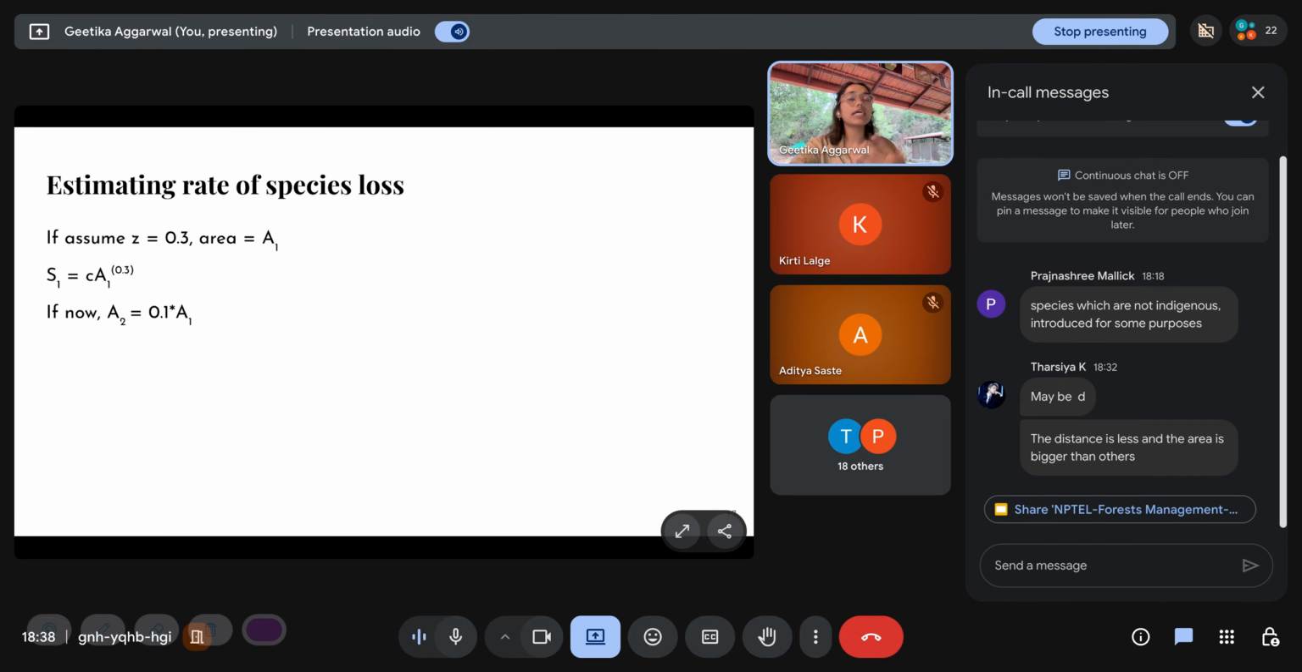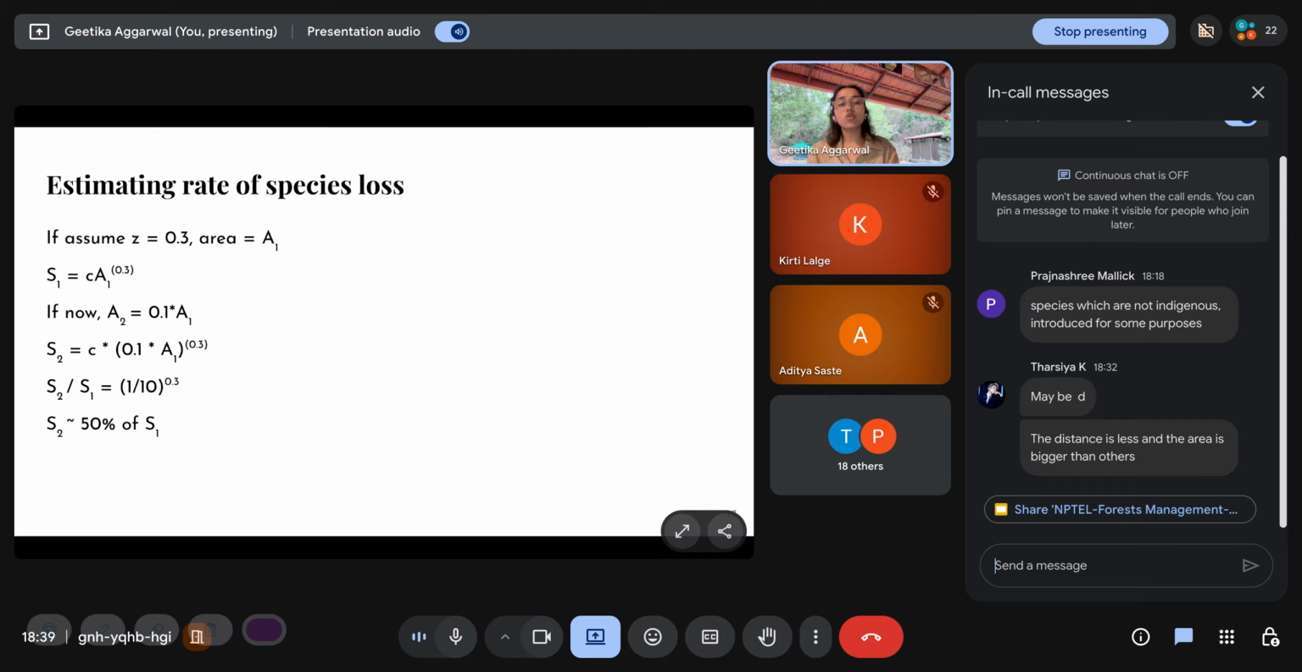So, for example, logging happened and the forest has been destroyed, and you're only left with 10% of the area. So A2 is 0.1 into A1. Now S2, the new species richness, will be C into 0.1 of A1 to the power 0.3. If you compare S1 and S2, S2 by S1 comes out to be 1 by 10 to the power 0.3, which is more or less 50% of S1. So even if you have destroyed 90% of the forest patch and you're only left with 10% area, species richness only goes down by 50%.